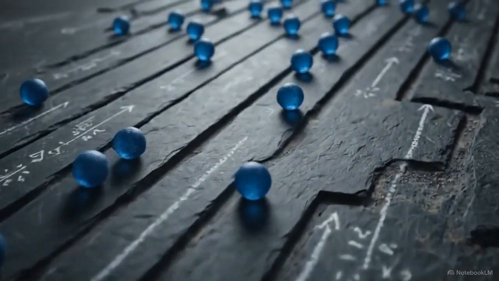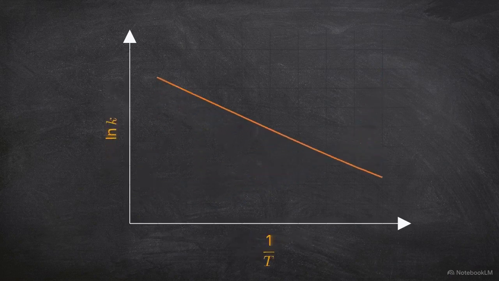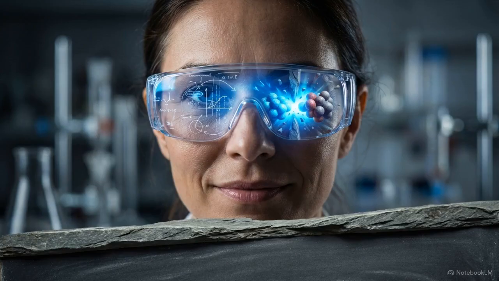Translating these statistical behaviors into logarithmic graphs allows us to isolate the specific energy barriers of a system, making the invisible speed of a reaction predictable and controllable.